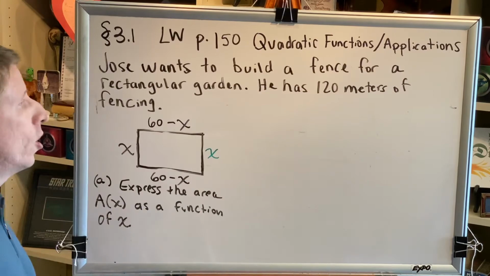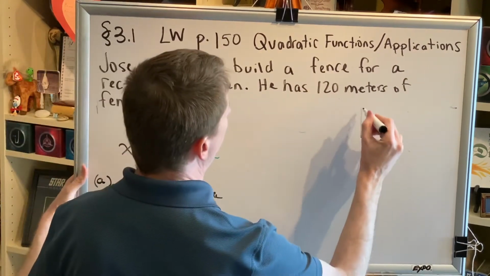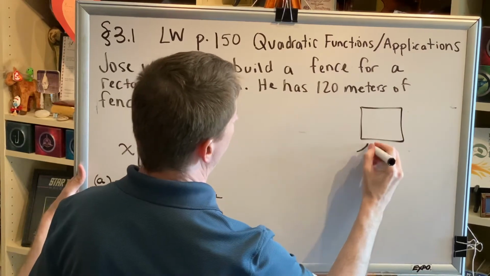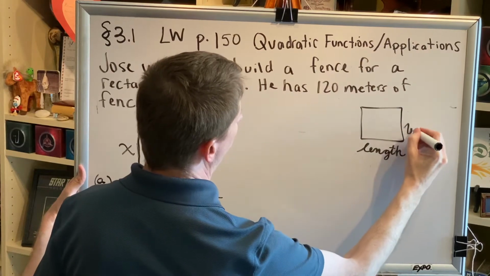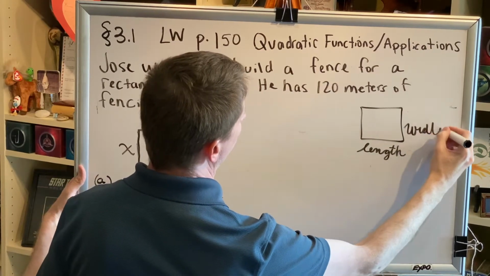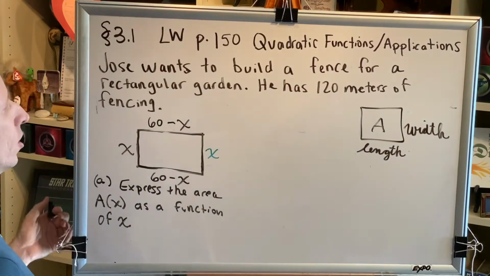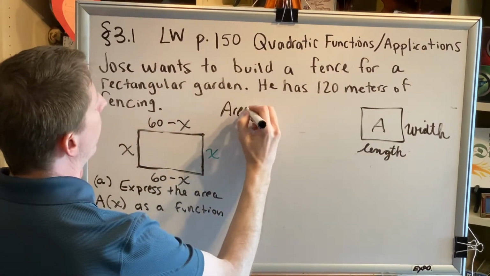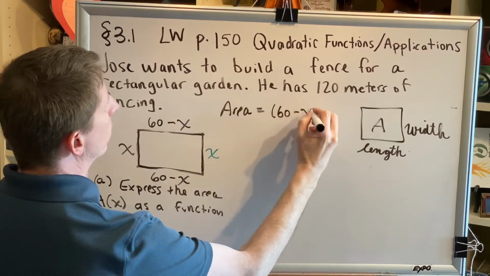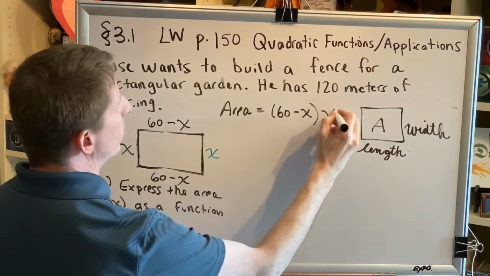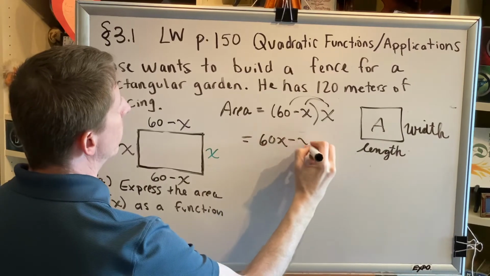The next thing that we're going to do is play with the area formula for a rectangle. You might remember that for a rectangle, area is equal to length times width. If this is the length, and this is the width, then the area inside is found by multiplying these two things. So for our problem, the area is equal to the length, which is 60 minus x, times the width, which is x. Using the distributive property, we get 60x minus x squared.